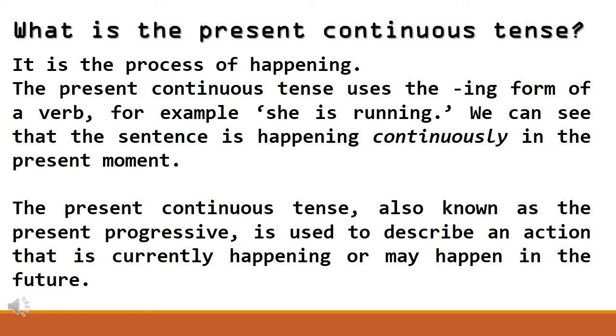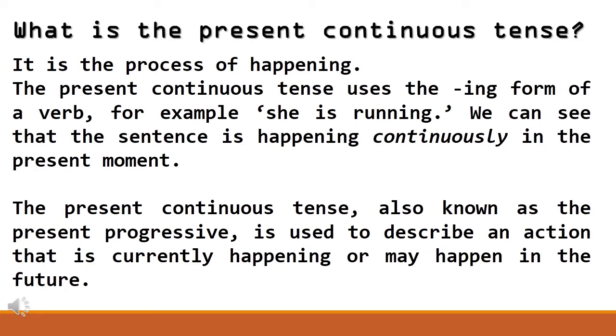Now, what is the present continuous tense? As I told you, it is the process of happening. The present continuous tense uses the ing form of a verb. For example, she is running. We can see that the sentence is happening continuously in the present moment. The present continuous tense, also known as the present progressive, is used to describe an action that is currently happening or may happen in the future.